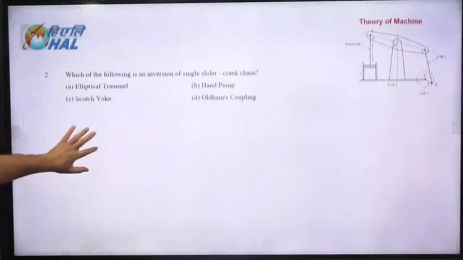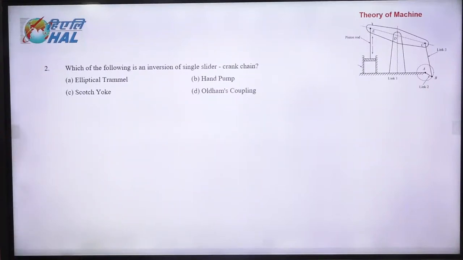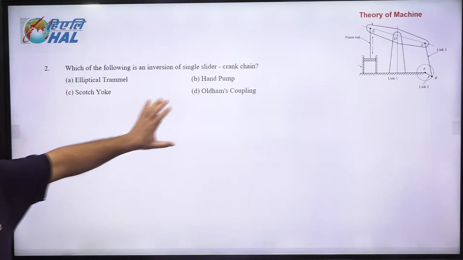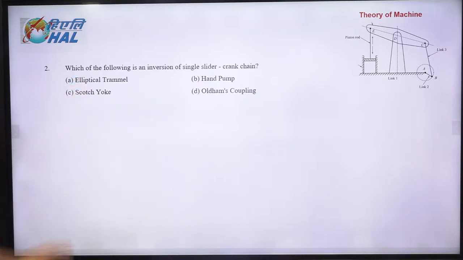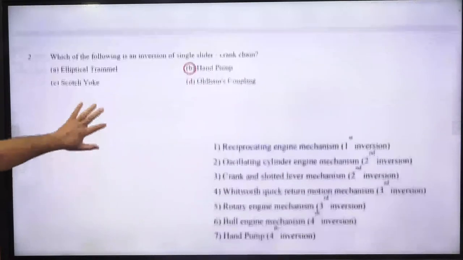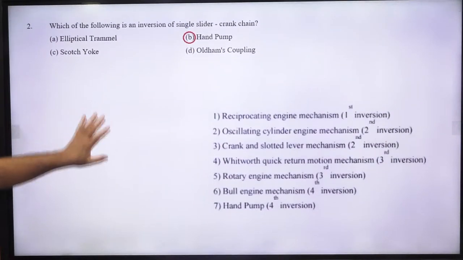Let's go for the next question now. Which of the following is an inversion of single slider crank chain? So we know the inversions of slider crank mechanisms, and I'm expecting that you will keep on giving your answers also. Which of the following is an inversion of single slider crank chain? Yes, so hand pump is the example of that. Elliptical trammel, Scotch yoke, and Oldham coupling are not single slider crank mechanisms. Hand pump is basically the example of that.